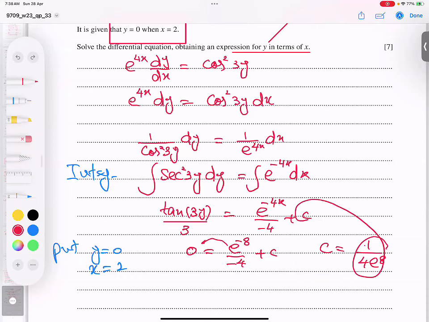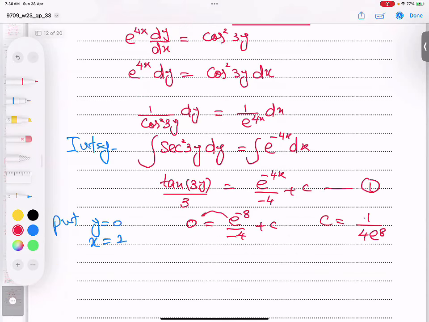And this value of c, I'm going to plug in here. Put in 1. So when I put in 1, students, what will happen? Tan 3y over 3 is equal to negative 1 over 4 e to power 4x. I made the power positive, and the c value is 1 over 4 e to power 8. Now, our target is to make what? 3y, y the subject. So how to get this kind of thing? Have a look.